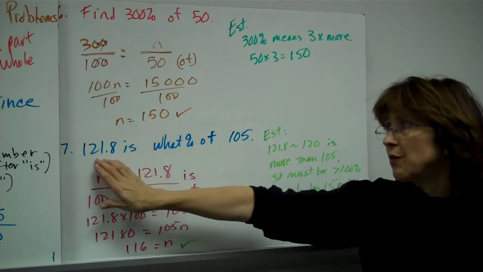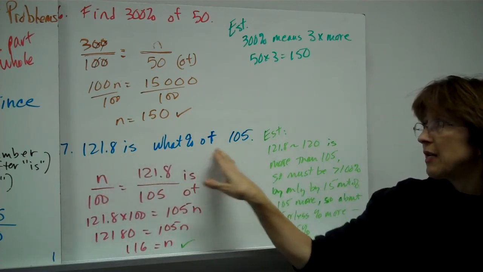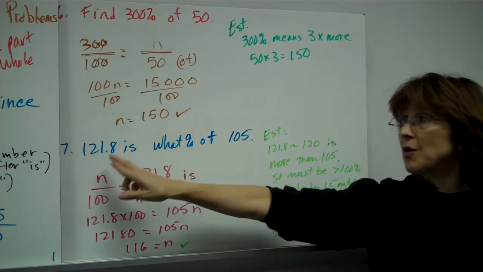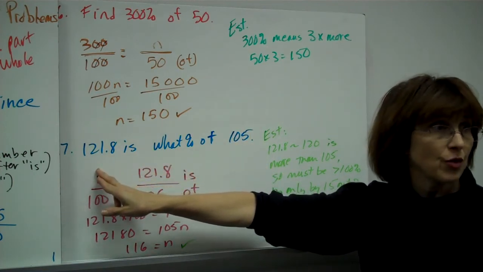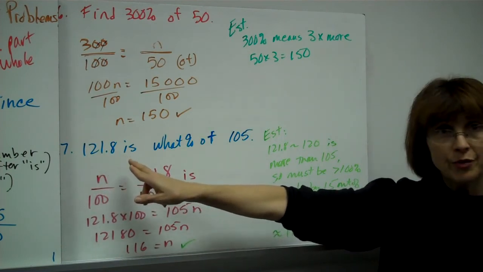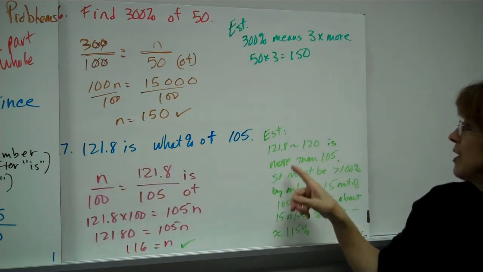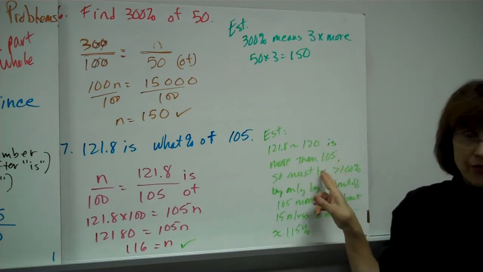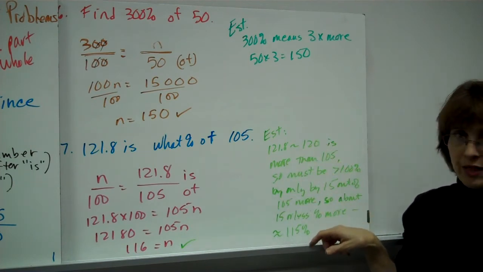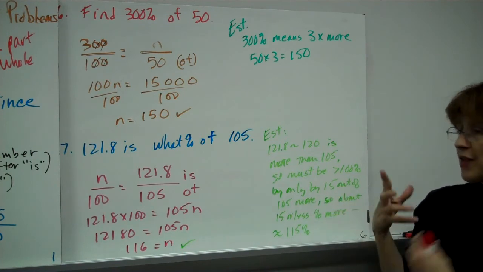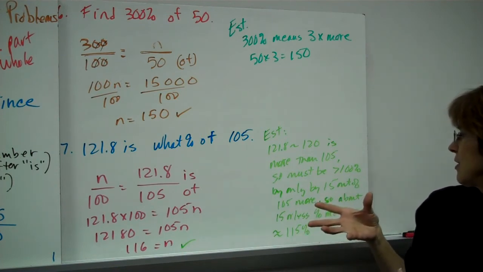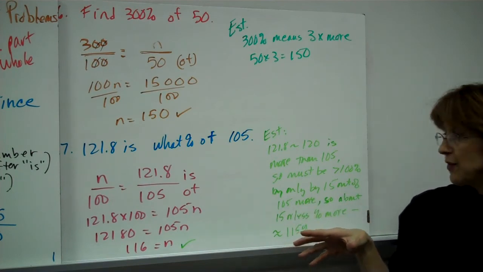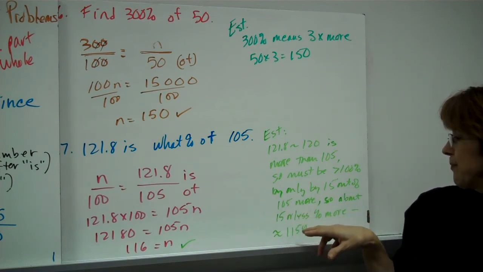What if you had 121.8 is what percent of 105? Okay, imagine you had a test, 105 questions, and there was some bonus, and you got 121 or 122 of them right. Would you get more than 100% or less? You'd get more. So you can estimate it. 121 is about 120, and that's more than 105. So you know it's going to be more than 100%. It's about 15 more than 105, so you get a little bit more than 15% over 100.